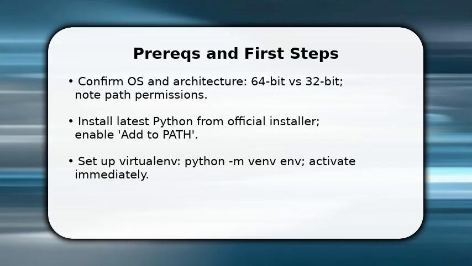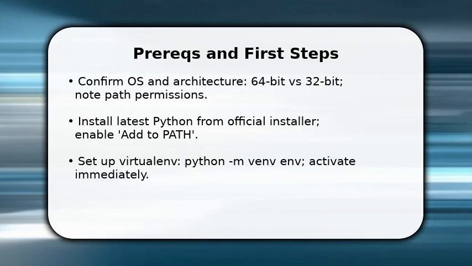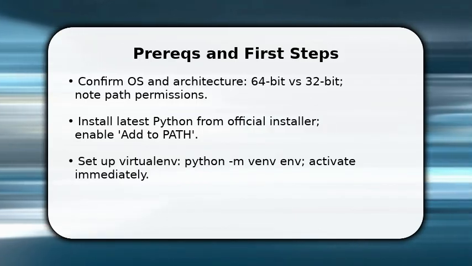Enjoy the video. You start by verifying your OS and CPU architecture, so you download the correct installer. Once done, run the official installer and check Add to PATH to make Python available everywhere. Next, create a project virtual environment with python -m venv and activate it. This isolates dependencies and prevents system-level conflicts.